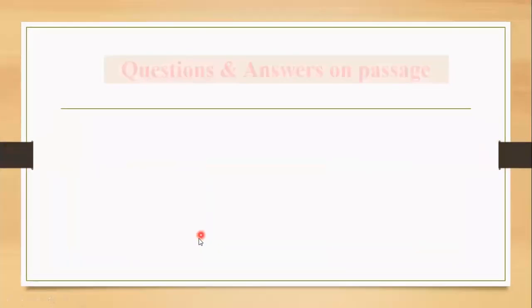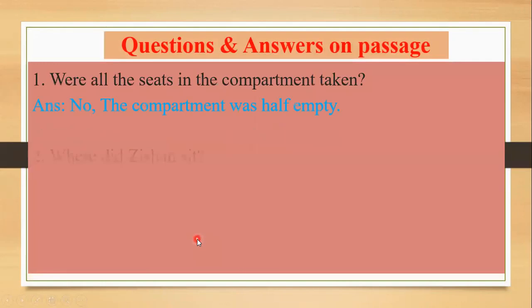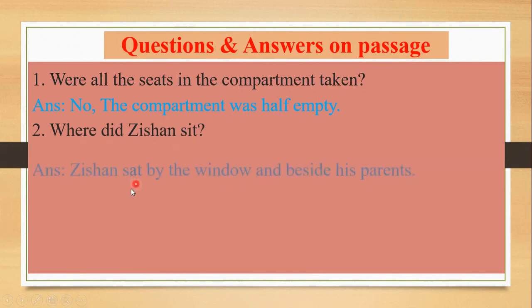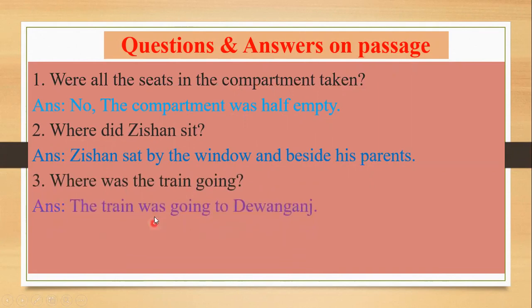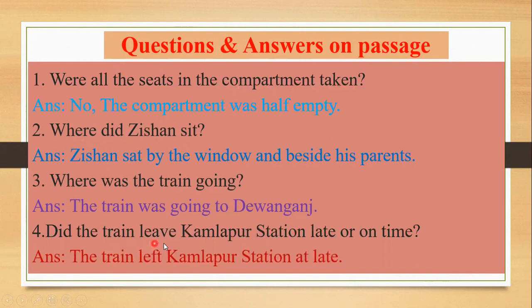Dear students, I have also written some questions and answers on the basis of the passage. Were all the seats in the compartment taken? No, the compartment was half empty. Where did Zishan sit? Zishan sat by the window and beside his parents. Where was the train going? The train was going to Devanganj. Did the train leave Kamlapur station late or on time? The train left Kamlapur station late.